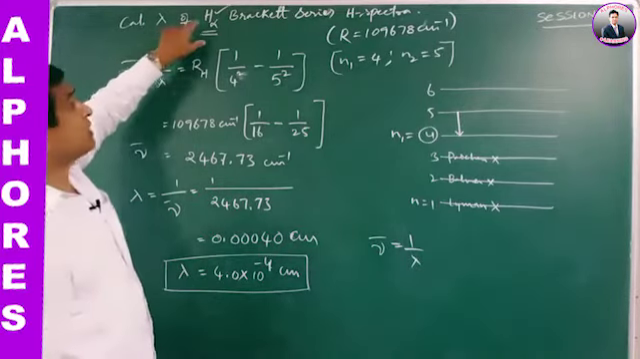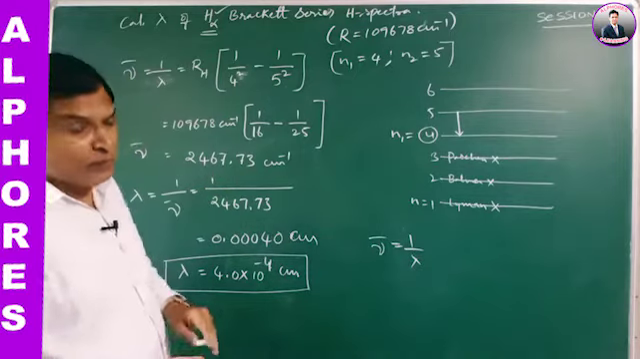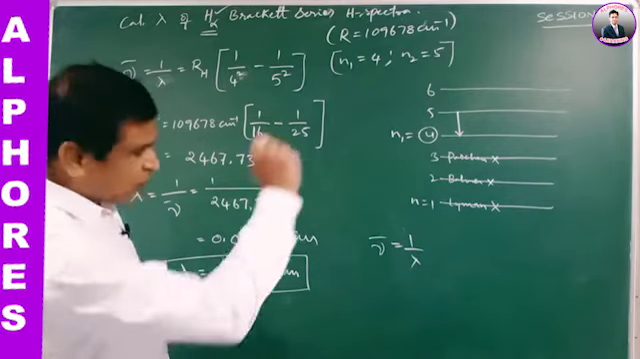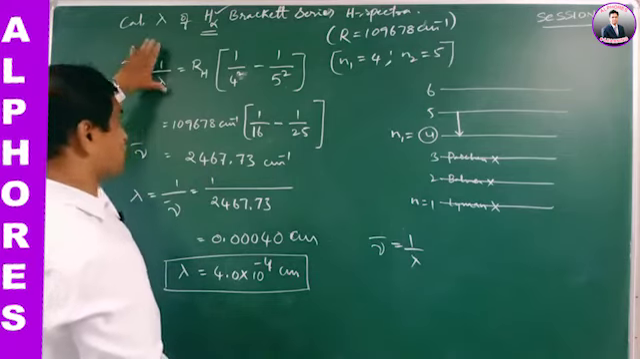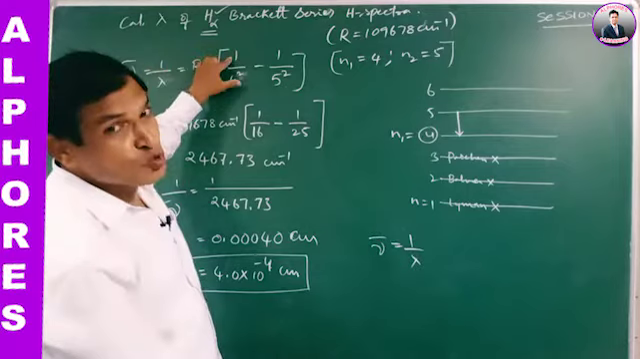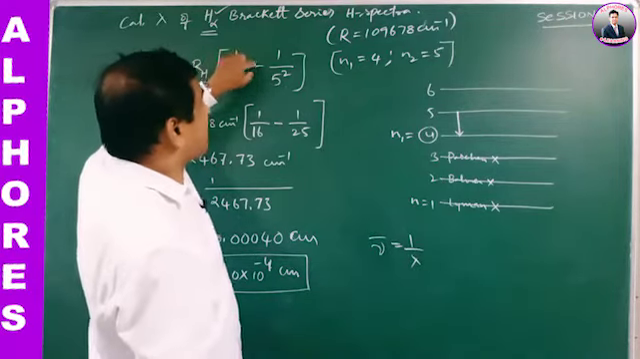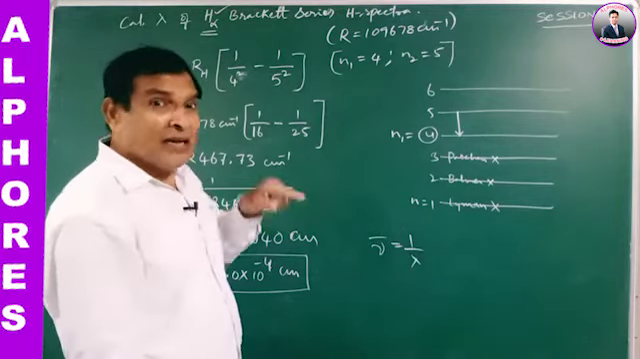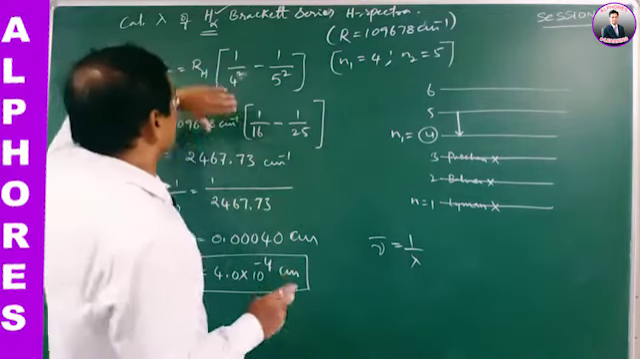Calculate the wavelength of the H alpha spectral line in the Brackett series of the hydrogen atomic spectra. So we calculate it like this. First we should remember the basic fundamental: nu bar is equal to 1 by lambda, is equal to RH into 1 by N1 square, that is the ground state of the Brackett series, minus 1 by N2 square, that is the excited level as per the question, higher. So that is the formula.